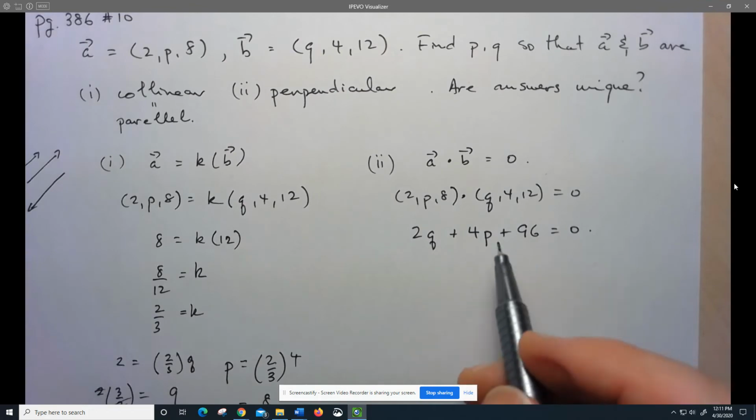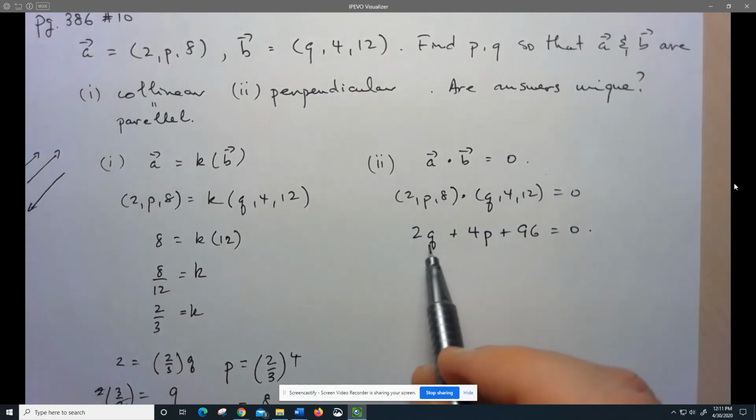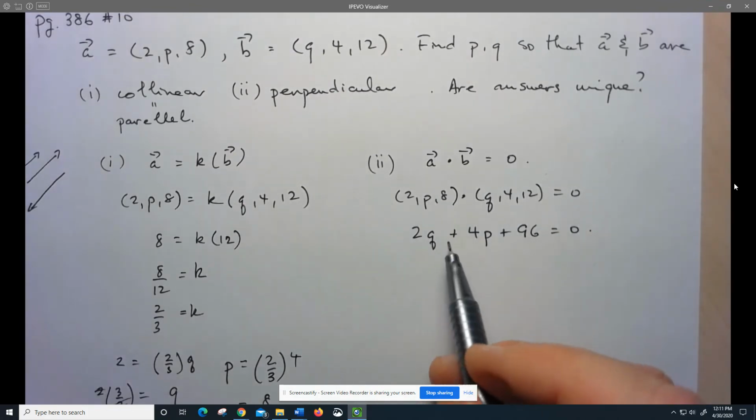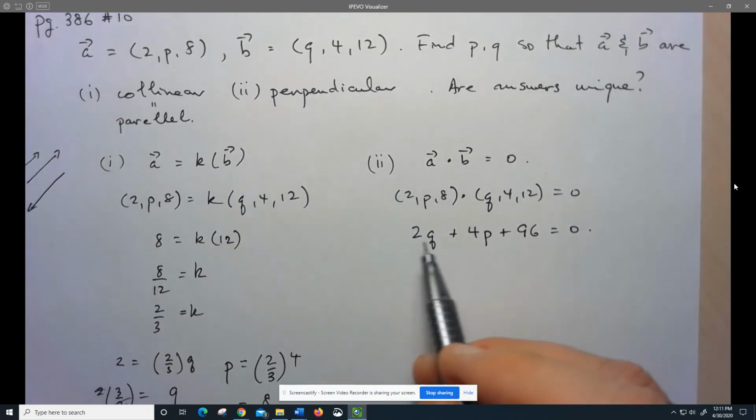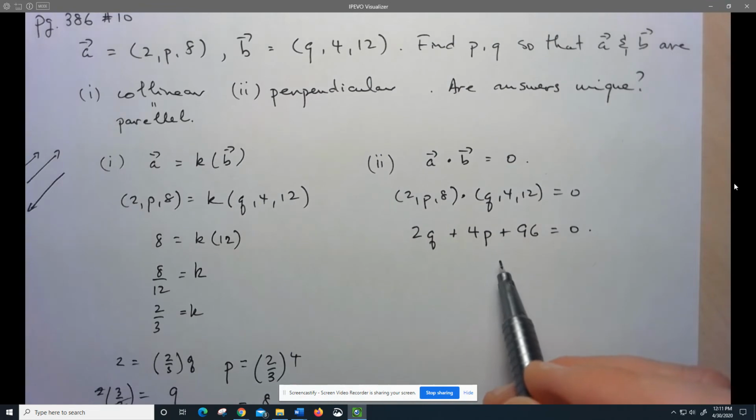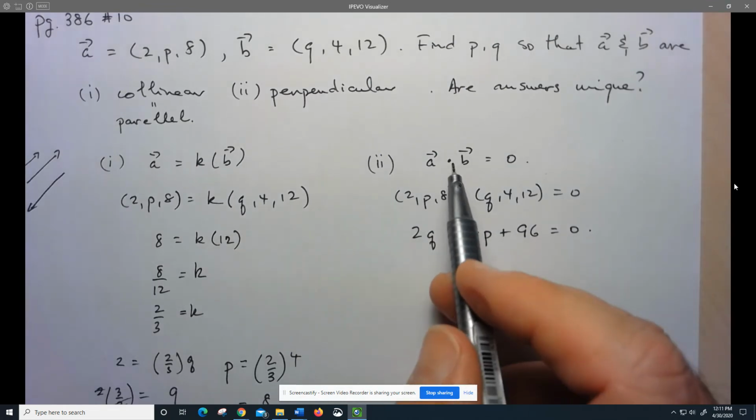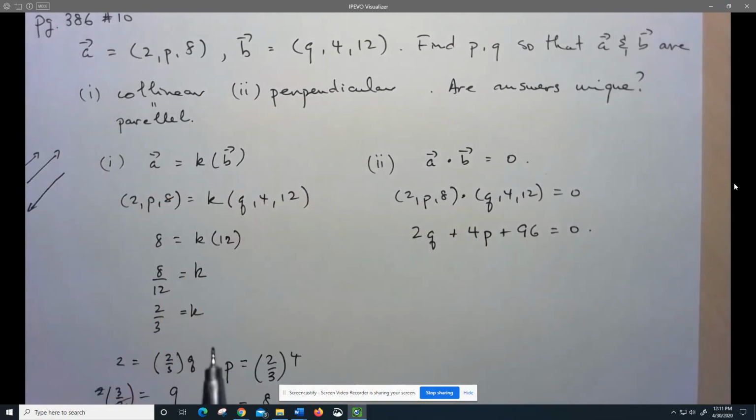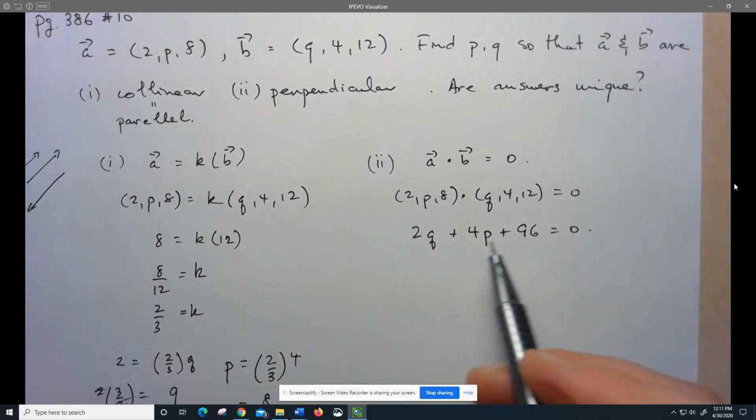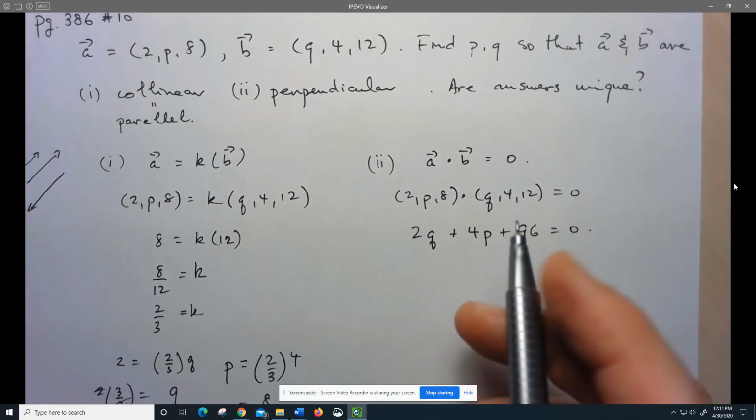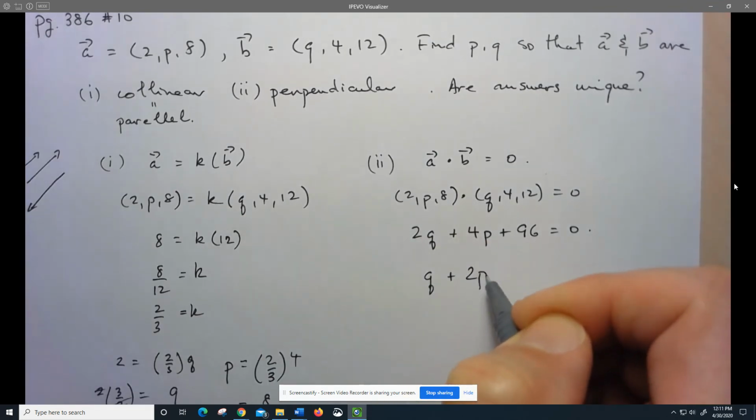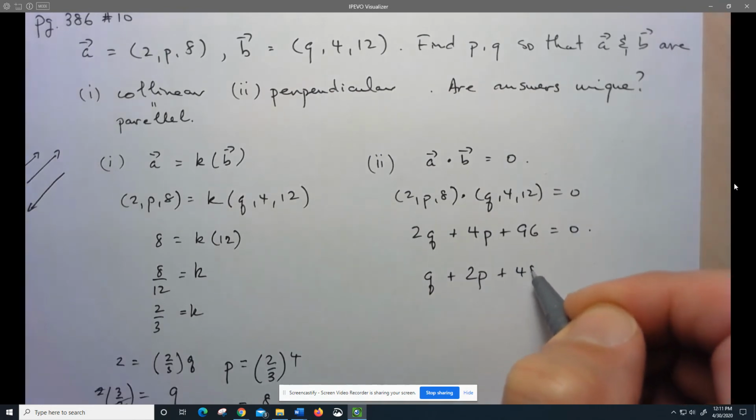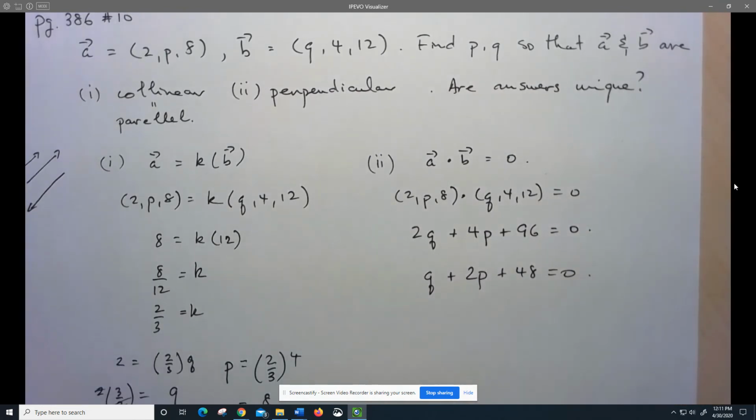And what I see here is I end up with an equation in Q and P that I can't really solve any further. There's infinitely many values of Q and P that satisfy this equation. But if it satisfies this equation, it means the dot product is 0, meaning the two vectors are perpendicular. So in this case, this is not unique. If we want to come up with a couple of examples, let's simplify it first. So I'll divide both sides by 2. So this is Q plus 2P plus 48 is equal to 0.